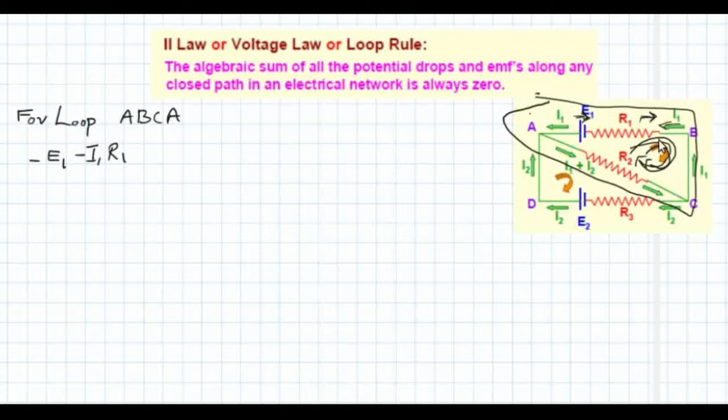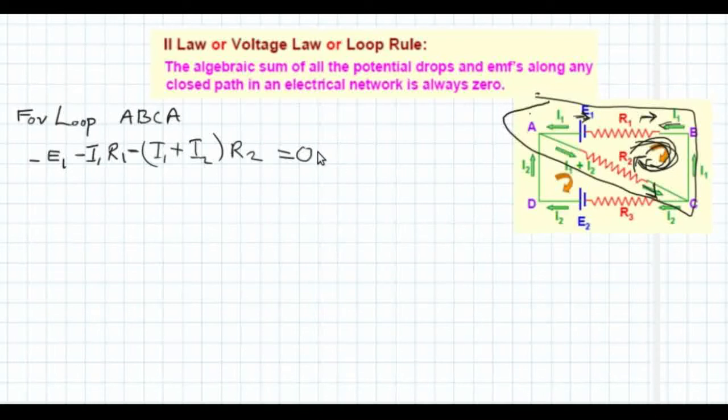Then the potential drop across R2. In the loop, R2 is the second resistance. And what is the voltage across R2? It is I1 plus I2 into R2. And if you look at this direction of current, it is opposite to the direction of clockwise, right? So opposite to clockwise direction means it is negative. So negative I1 plus I2 into R2, and the sum is always 0. That means equal to 0.